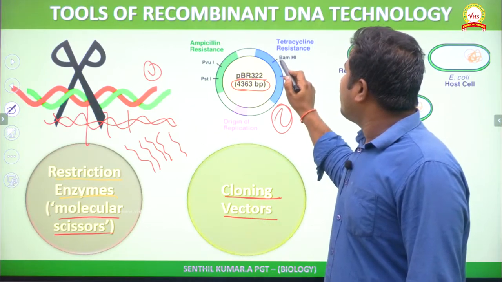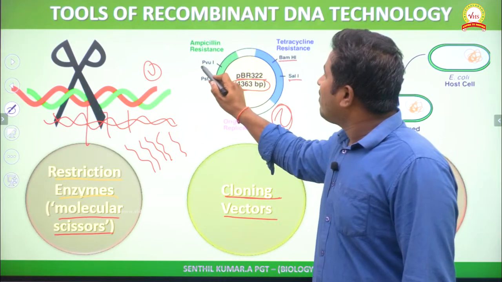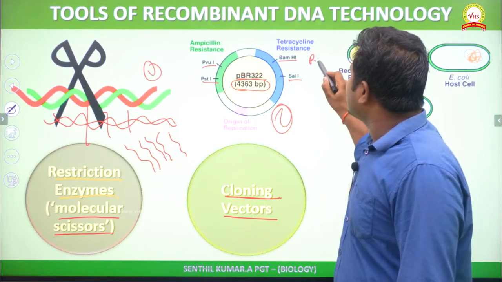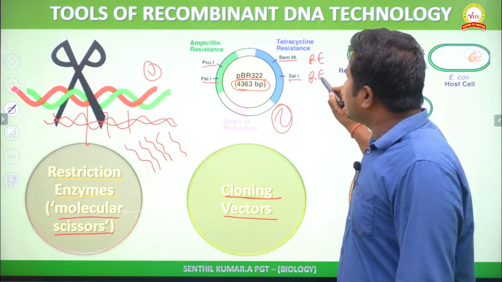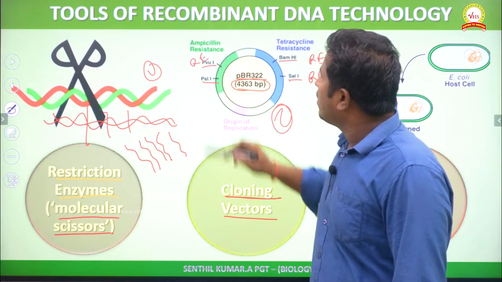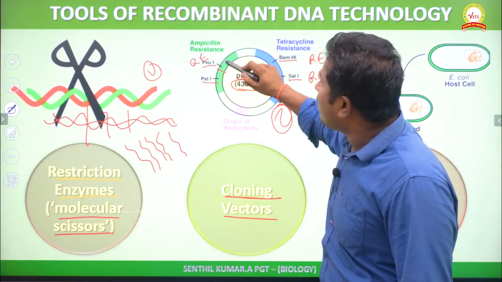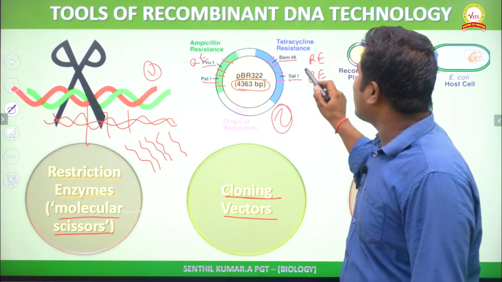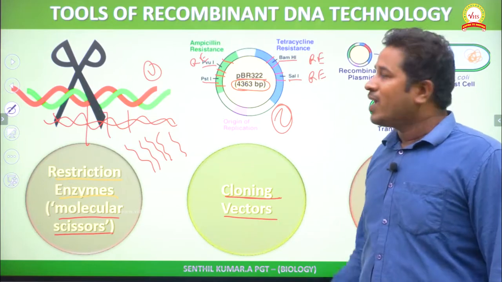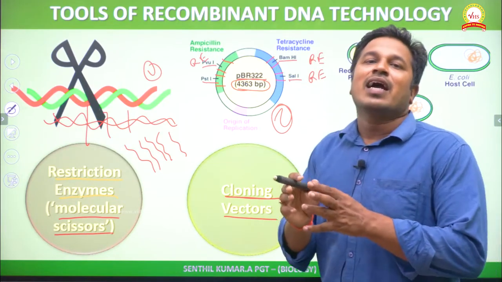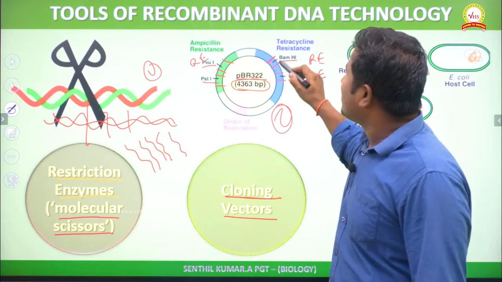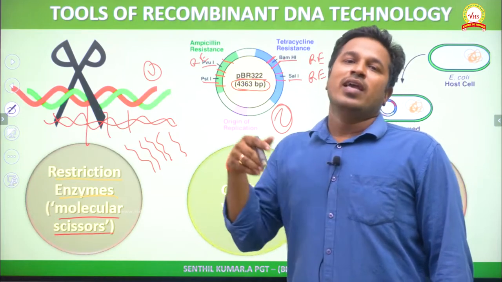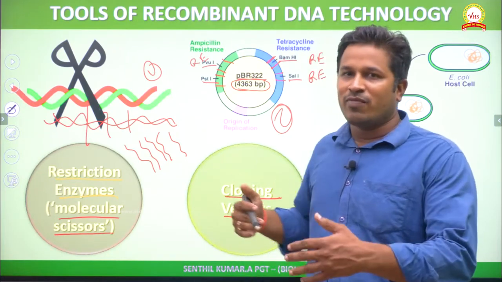And what are BamHI, SalI, PvuI and PstI? These are all restriction enzymes, RE, I will just put RE. This is a site for these enzymes, a recognition site for those enzymes on the plasmid. They can bind this particular region and cut it. Once it has been cut, in that particular place we are going to insert our gene of interest. One by one we are going to do.